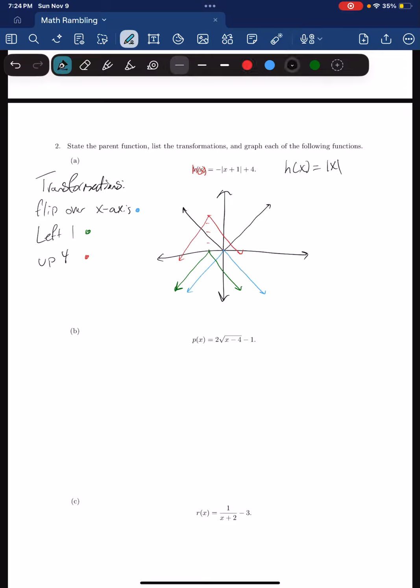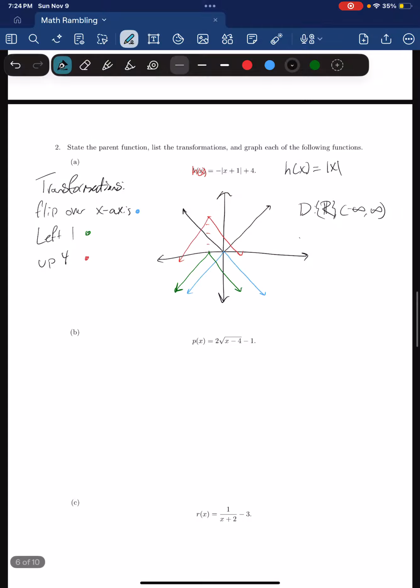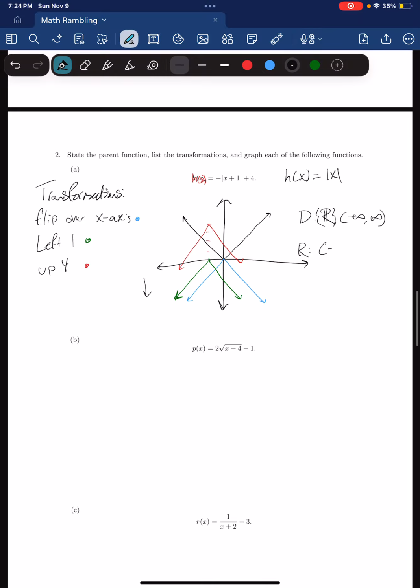if we wanted to, we could list the domain and range. The domain here would be all real numbers or negative infinity to infinity. These are just two different ways of writing them. The range would be, well, let's see. The lowest we can go is down forever, so that's negative infinity. And then the highest we could go is at this point here, which we said was 4. All right.